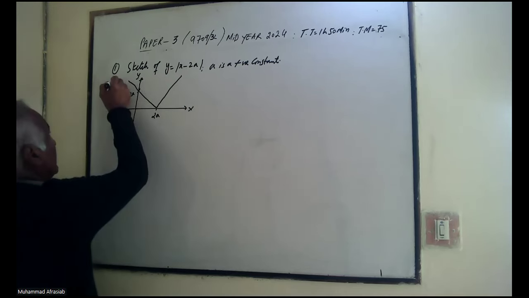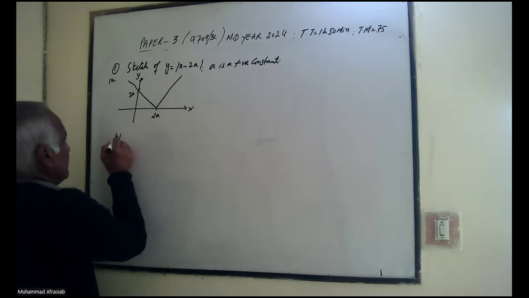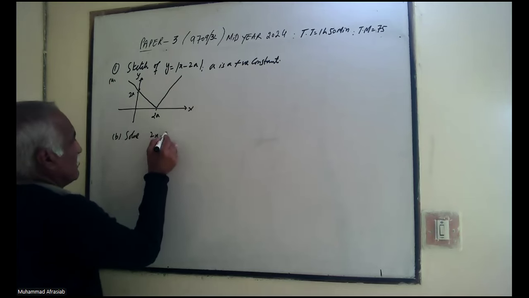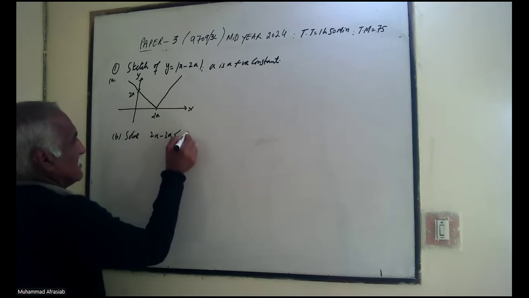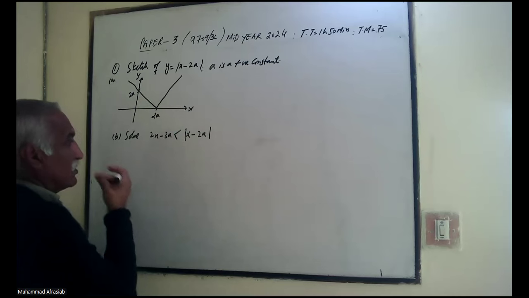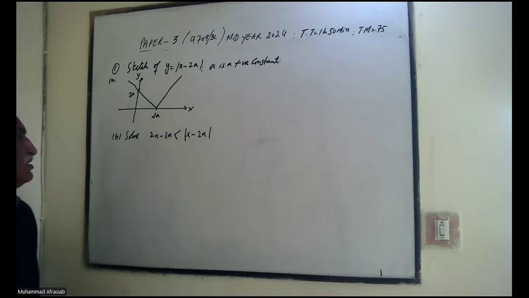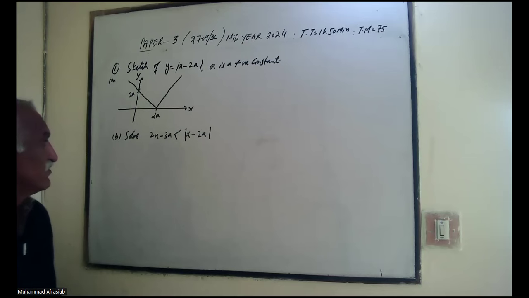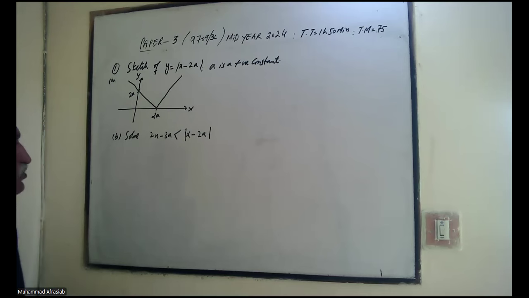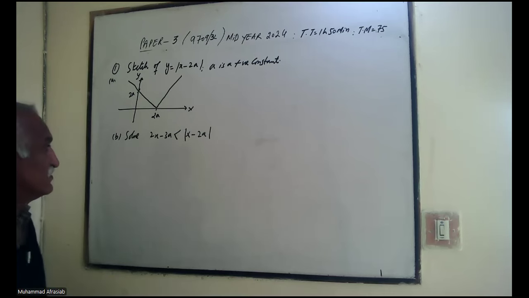Then the second part of this is: solve 2x minus 3a is less than modulus of x minus 2a. Now, for the solution of this inequality there are three methods, and I will explain why the other two methods are going to fail in this part.